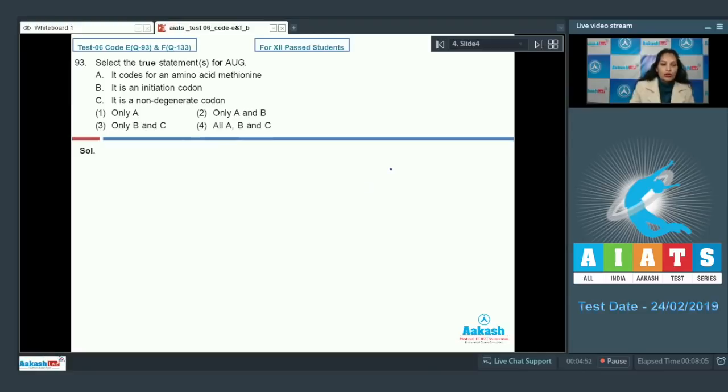A genetic codon or a code is AUG. This AUG codes for amino acid methionine. So this is true. It is an initiation codon during the translation. So it is also true. It is non-degenerate. Methionine is just coded by a single codon, that is AUG. But some amino acids can be coded by more than one codon, but AUG is non-degenerate, so it is also correct. So the correct option for the given question is option number 4. Let's move to the next question.